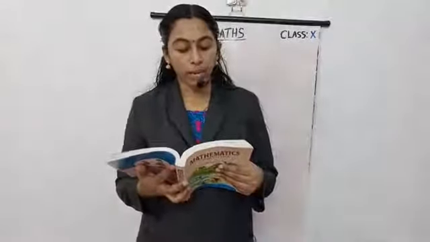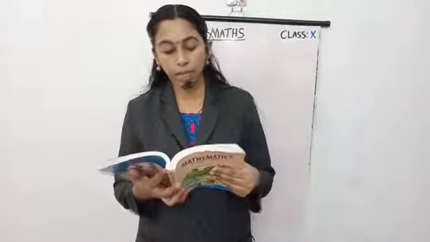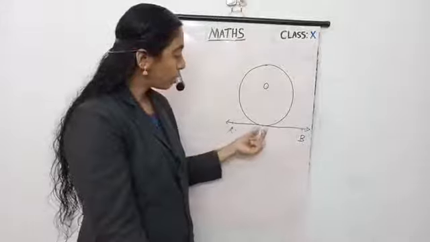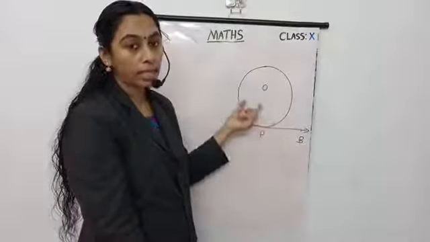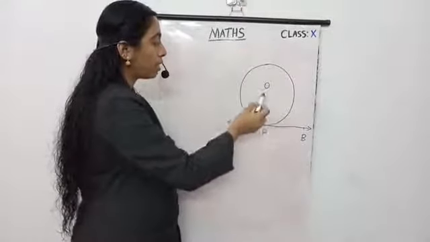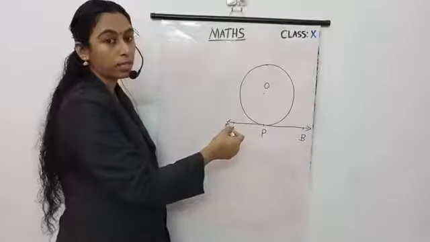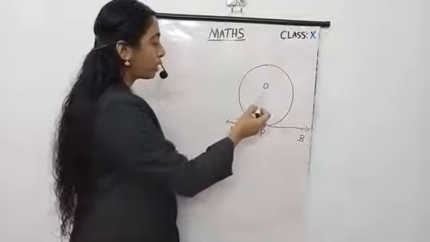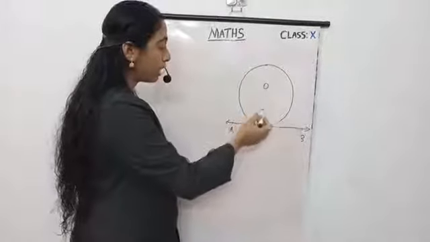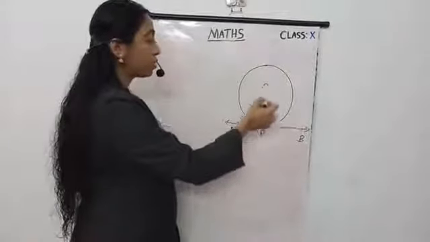Now question 5. Prove that the perpendicular at the point of contact to the tangent to a circle passes through the center. Do you remember the point of contact? The common point of the tangent and the circle is called the point of contact. Now let's consider this. Let O be the center of the circle and AB is the tangent and P is the point on that tangent. We have to prove that the perpendicular passes through this P. The one line segment passes through this P, is perpendicular to AB, and passes through center O.